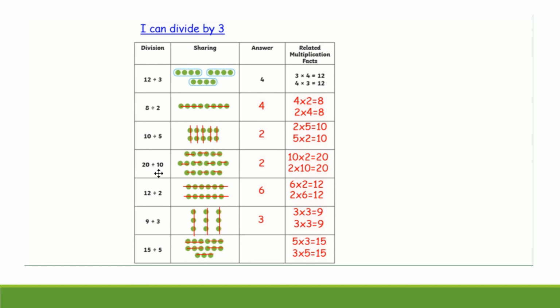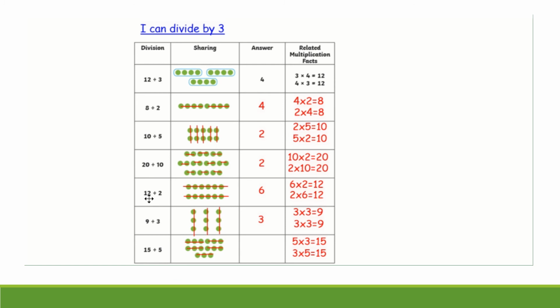20 divided by 10, this tells us we want 10 equal groups. So we divide them into 10 equal groups. 1, 2, 3, 4, 5, 6, 7, 8, 9, 10. And there were 2 in each group, so the answer was 2. And the related multiplication facts are 10 times 2 equals 20, and 2 times 10 equals 20.